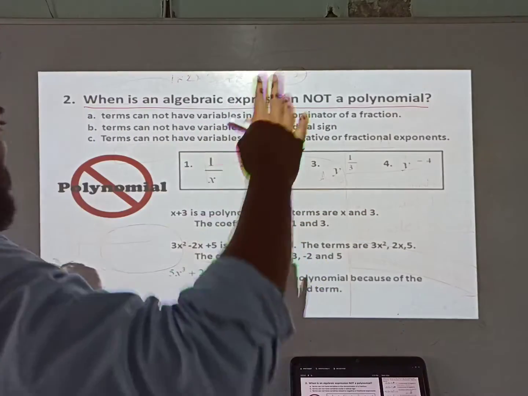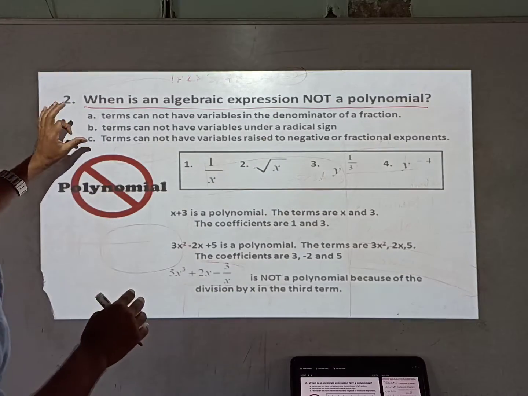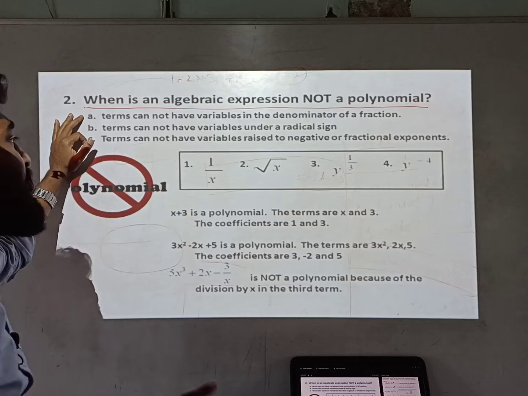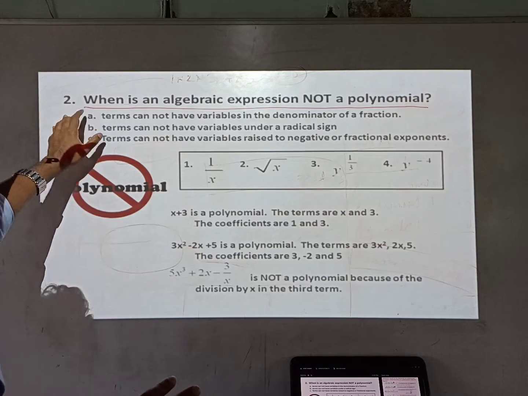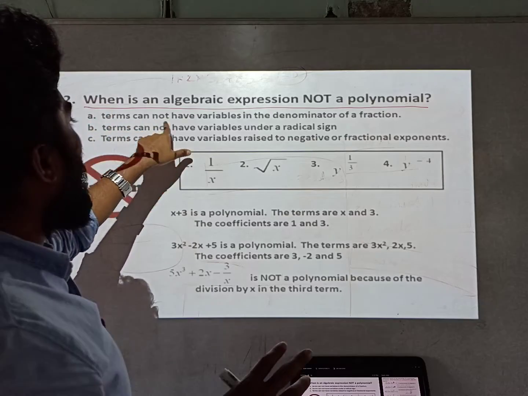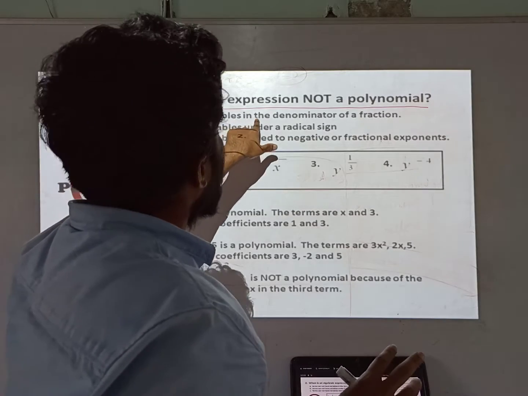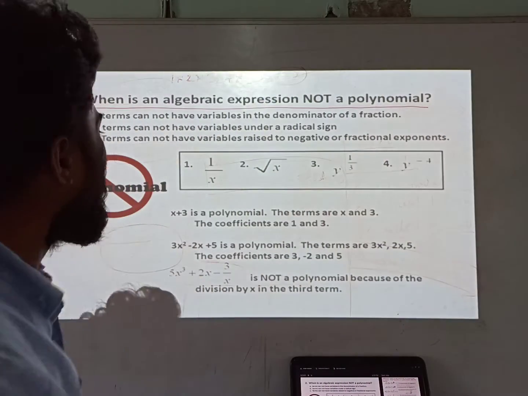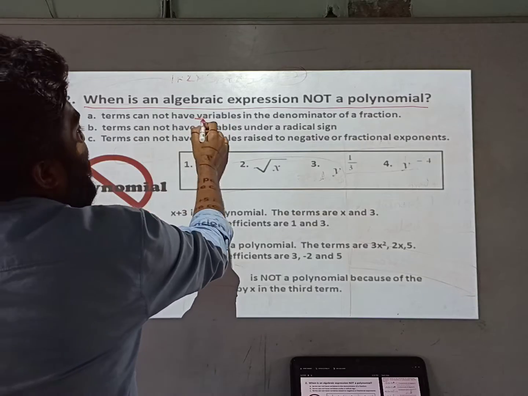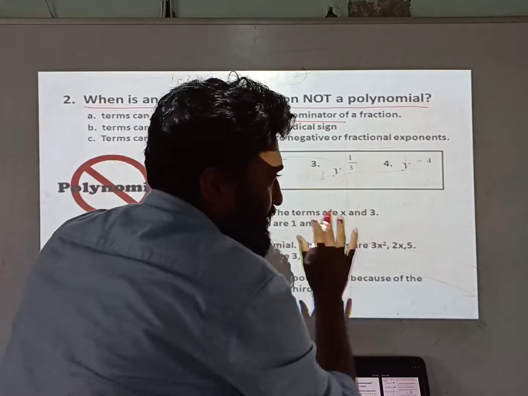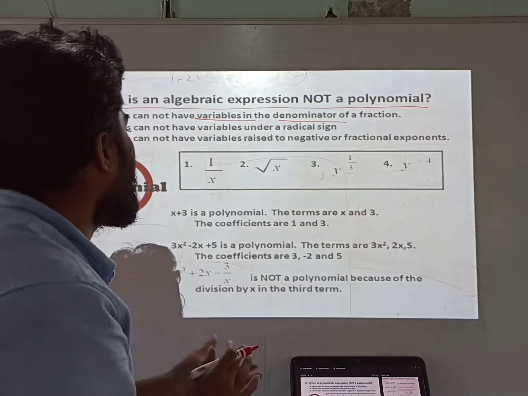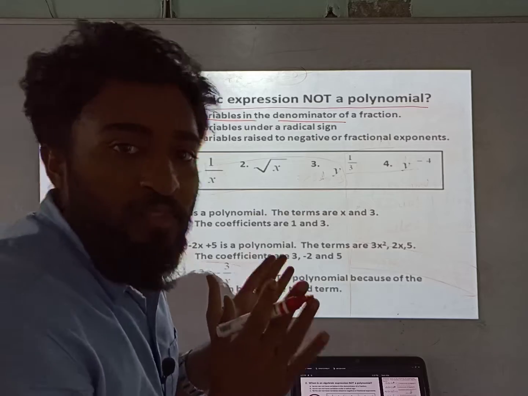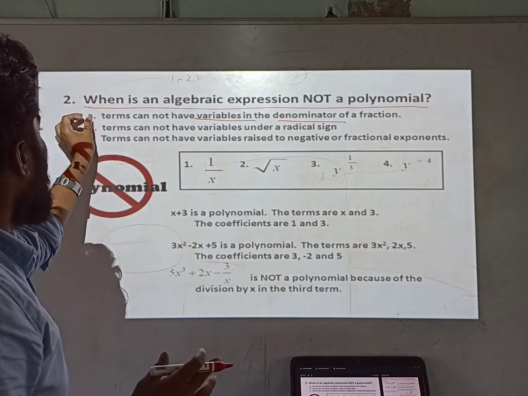It is very easy. I will make you understand through examples. What does it say? Terms cannot have variables in the denominator of a fraction. The simple thing is, variables cannot be in the denominator. Variable cannot lie in the denominator part. That is the meaning of the first point.